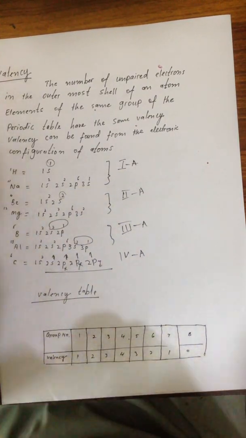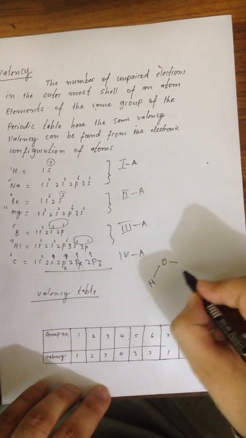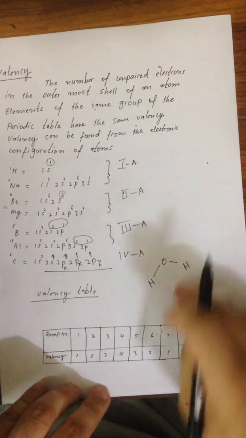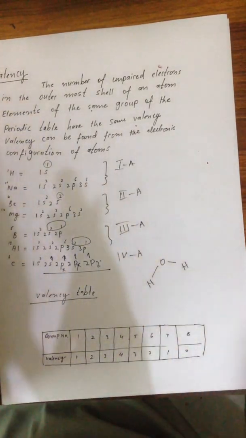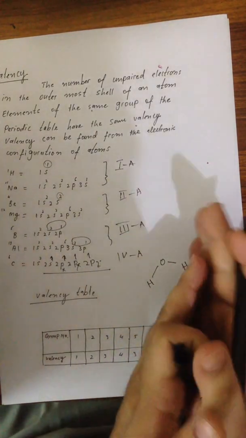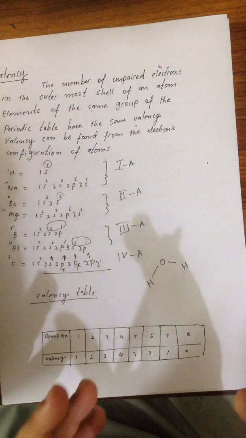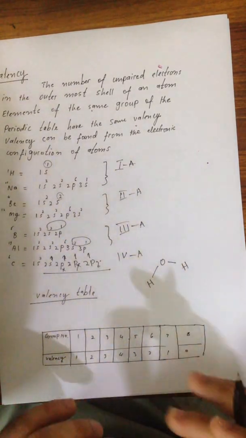That is why, in a molecule of water, oxygen has the valency of 2 because it belongs to group 6. It has only 2 unpaired electrons in the outermost shell. The group number and the number of unpaired electrons correspond with each other.